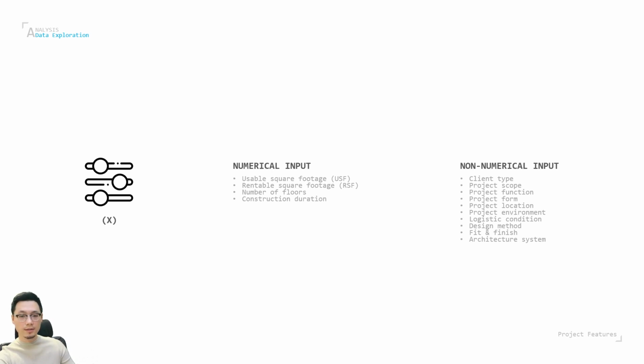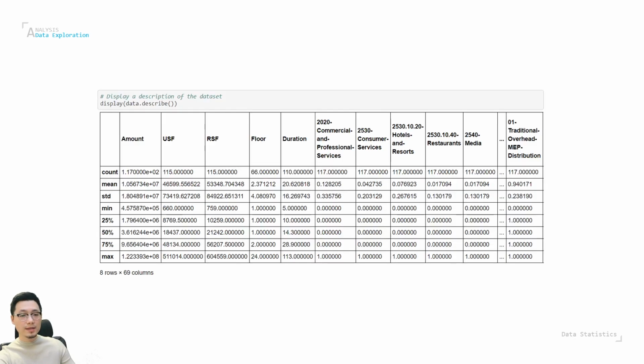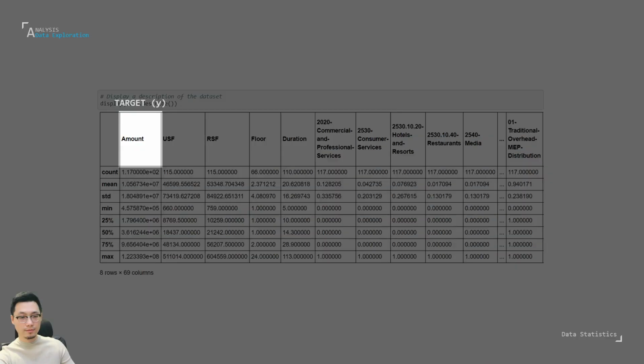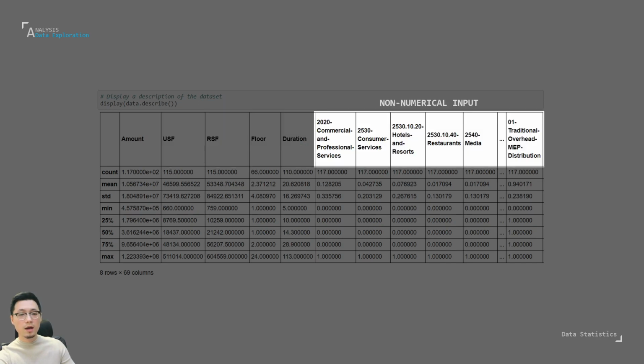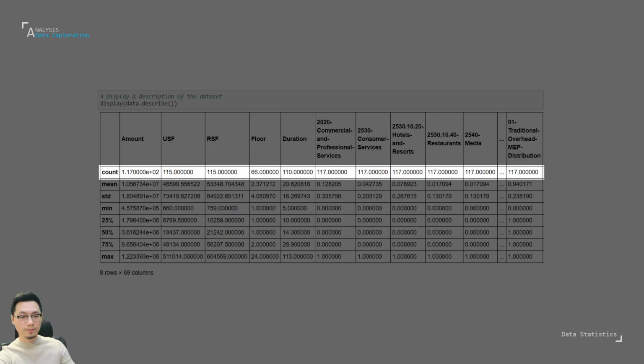These features are selected based on our domain knowledge as construction practitioners. We believe that they are strongly related to construction costs. Some basic data statistics are presented here. We see project dollar amount as the target Y, followed by numerical inputs and non-numerical inputs. What is noteworthy is that all the non-numerical inputs, also known as descriptive features, are one-hot encoded into 0 or 1 based on whether they are applicable to a certain project.